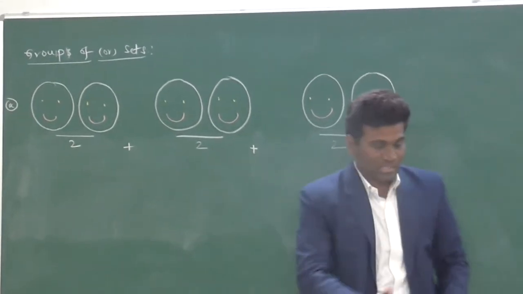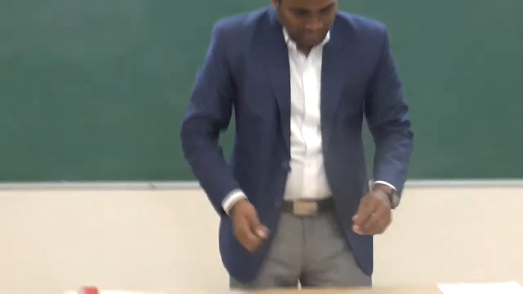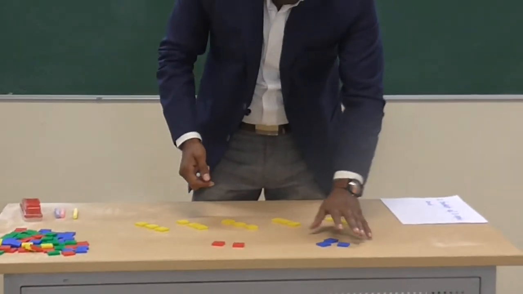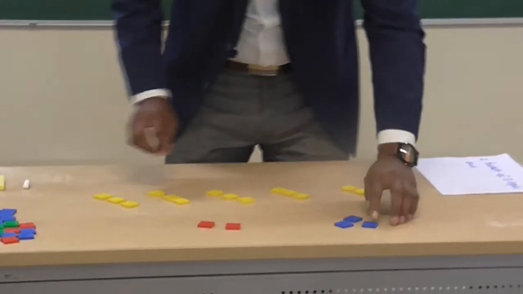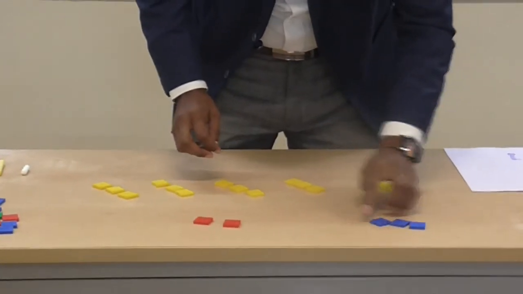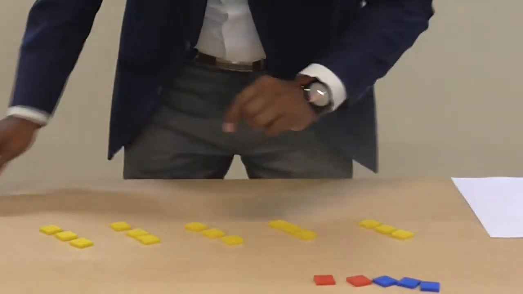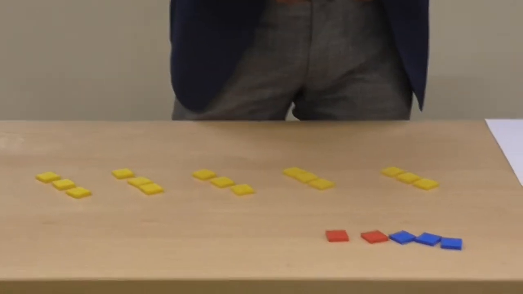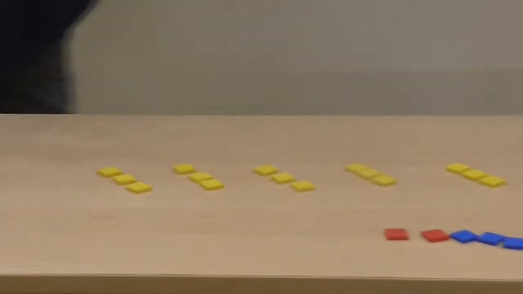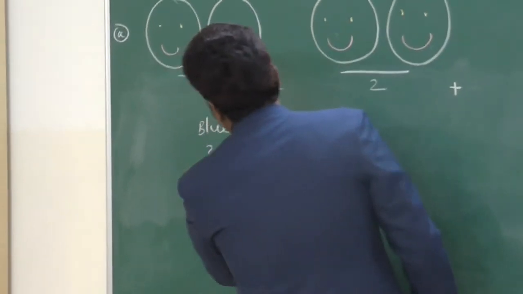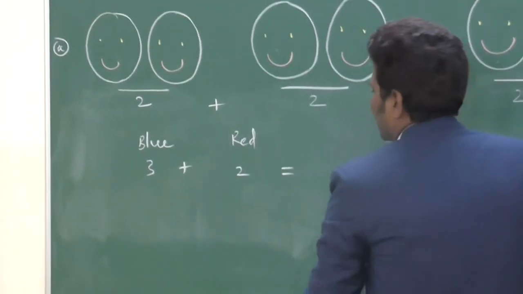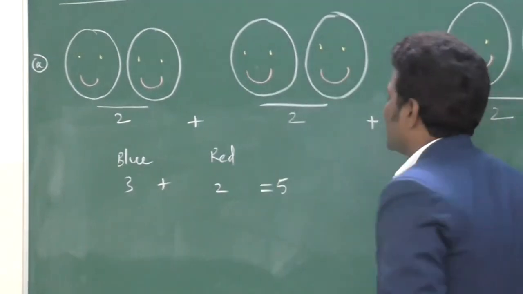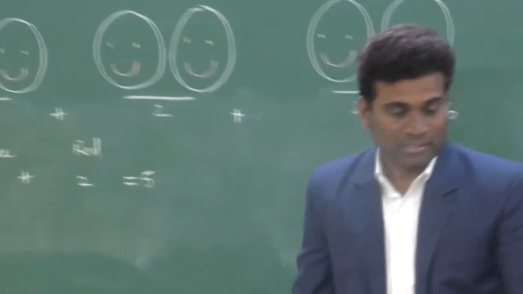Now we will come back to our counters. In this example, I have 2 groups: in the first group 3, in the second group 2. 1, 2, 3, 4, 5. I have a total of 5 elements. Blue 3 plus red 2, together I have a total of 5 counters.